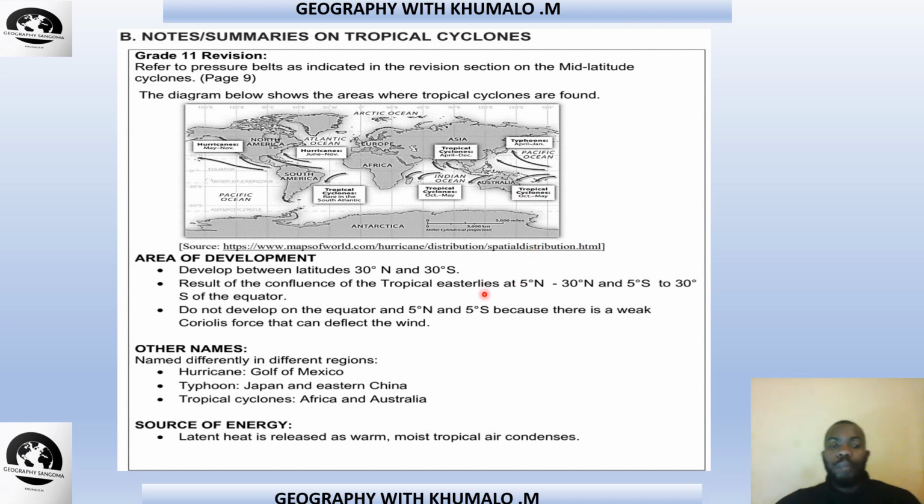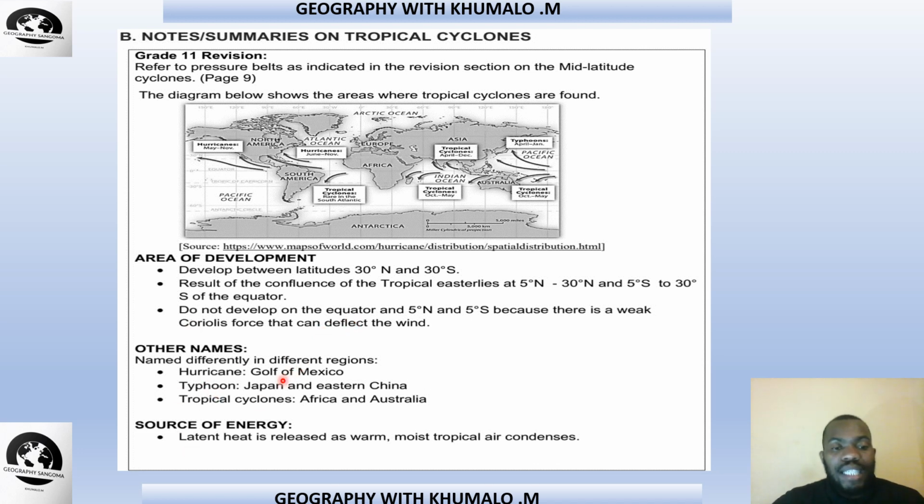Now the area of development, grade 12, of a tropical cyclone: this weather system develops between latitude 30 degrees north and 30 degrees south. This results from the confluence of the tropical easterlies in 5 degrees north to 30 degrees north and 5 degrees south to 30 degrees south of the equator, and they do not develop over the equator, which is 5 degrees north and south, because there is a weak Coriolis force, or we can say there is no Coriolis force. So why do tropical cyclones not develop over the equator? It is because there is no Coriolis force.